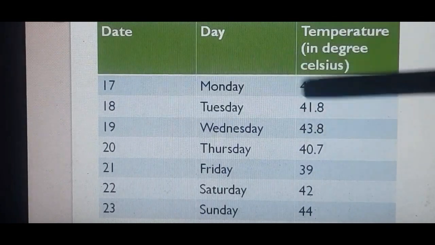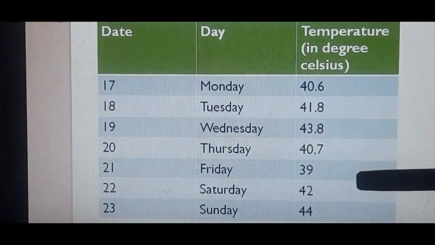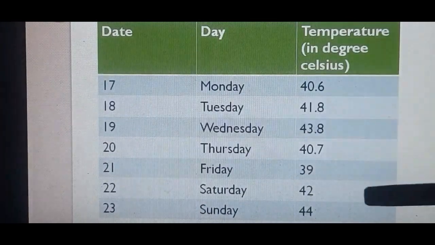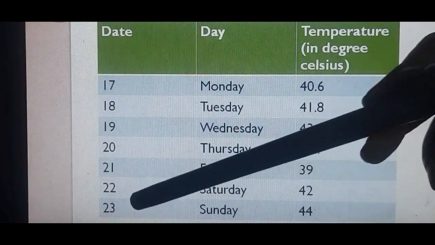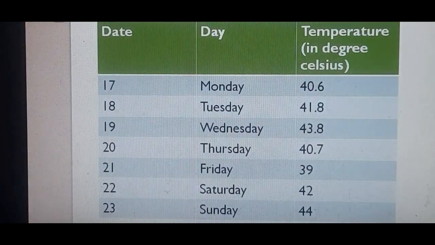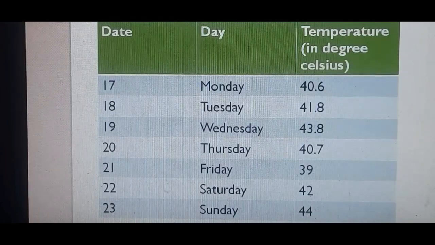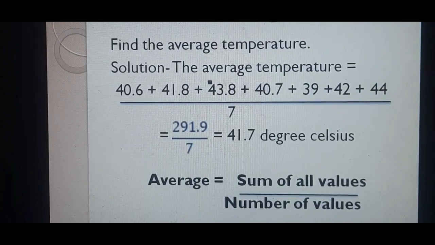43.8 degrees Celsius on 19th June. 40.7 degrees Celsius on 20th June. 39 degrees Celsius on 21 June. 42 degrees Celsius on 22nd June. 44 degrees Celsius on 23rd June. Okay. So this is the maximum temperature. And what we have to calculate? We have to find the average temperature. But the question is very simple.